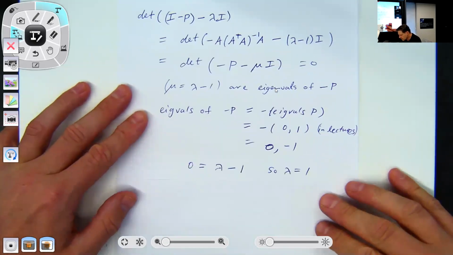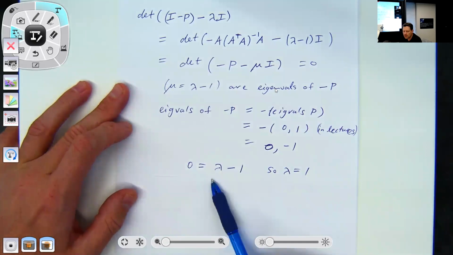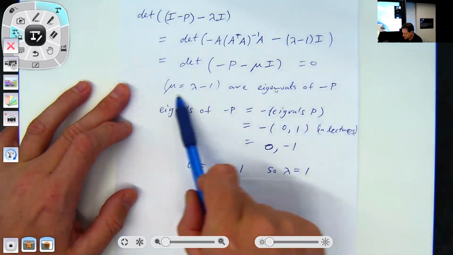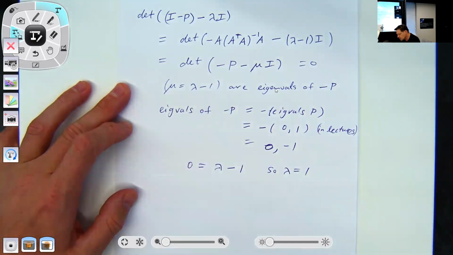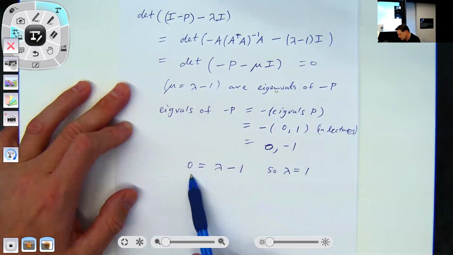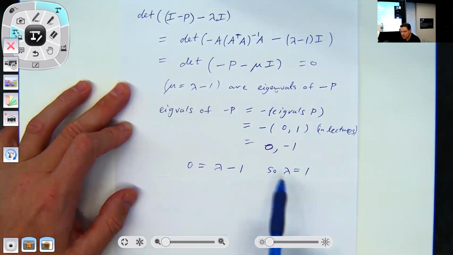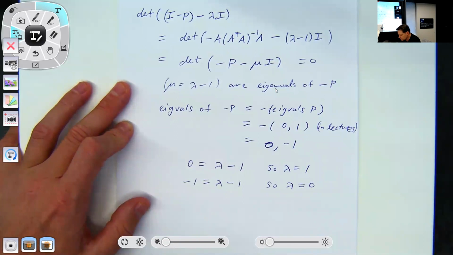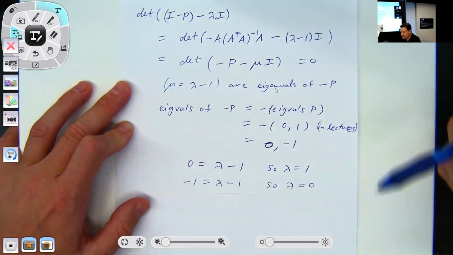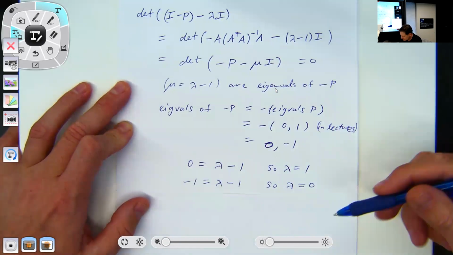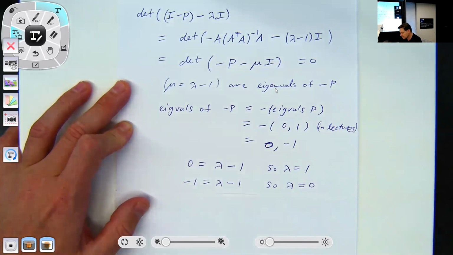All right, and finally, we solve this equation here. This one right here, mu equals lambda minus 1, just one at a time. So starting with 0, so 0 equals lambda minus 1. So this gives you lambda is 1. Okay, and then the next one, minus 1 equals lambda minus 1. So the minus ones vanish there, and you get lambda is 0. Okay, so we've deduced then that the eigenvalues of I minus P are just 0 and 1.